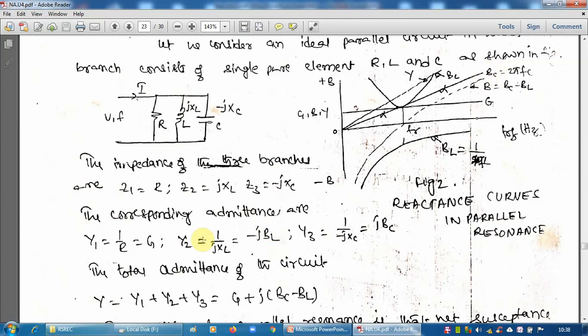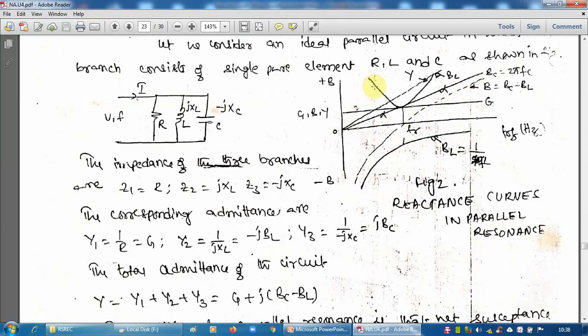Next, BL. BL here is negative, so it is on the negative portion of the plot, and it varies inversely proportional. So with frequency BL varies inversely like this. It is also opposite. In the series circuit, we get XC and XL, whereas in the parallel circuit, if you take admittances, here we are getting BL, inductive, and here capacitive.